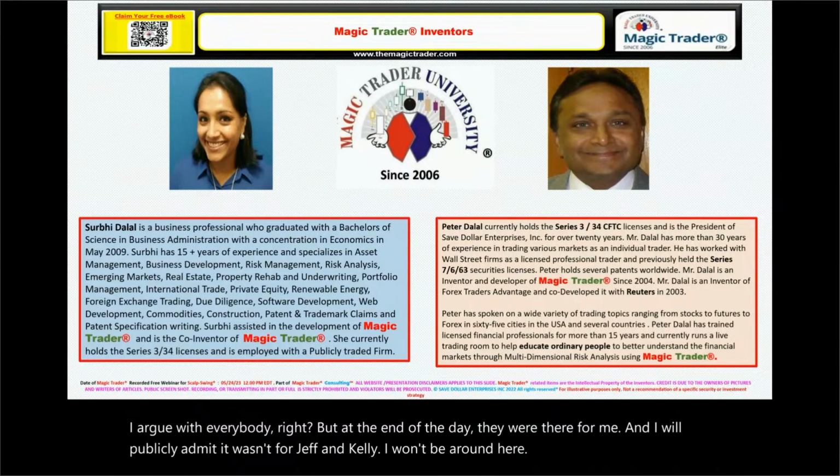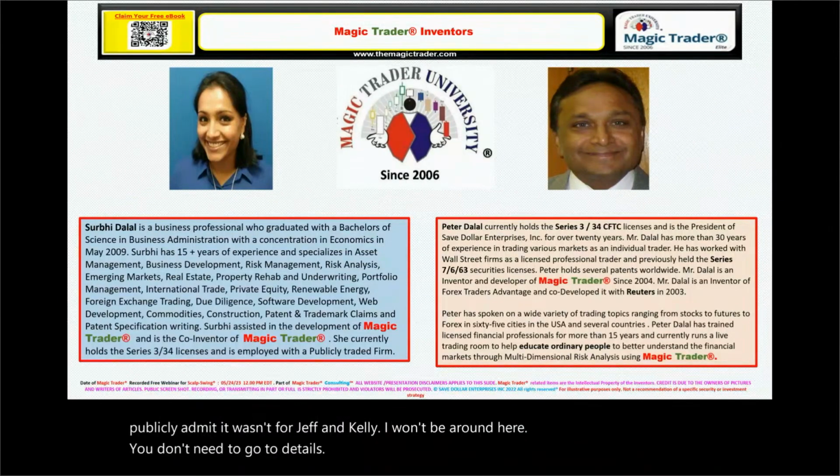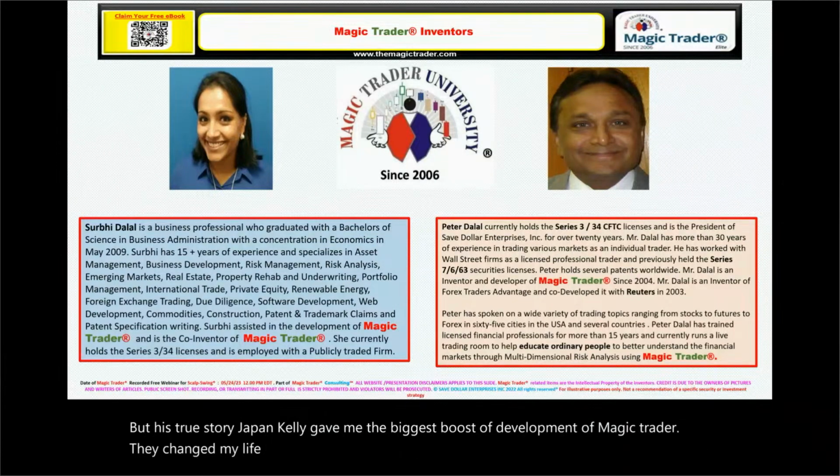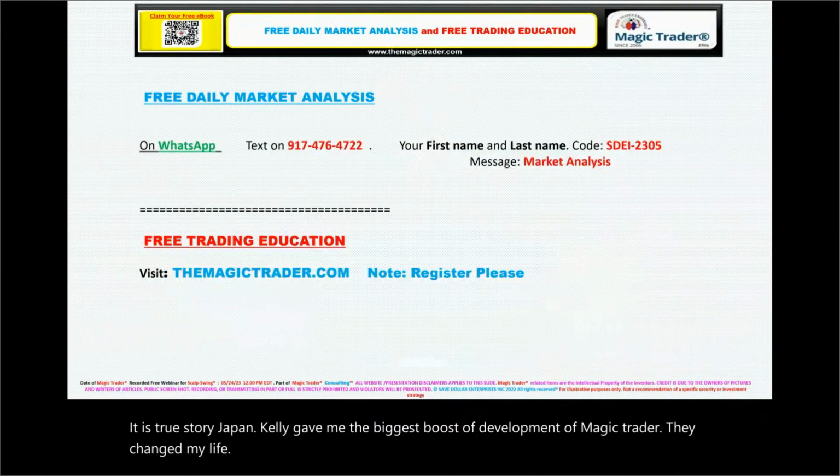You don't need to go into details. This sentence means a lot in my life. It is a true story. Jeff and Kelly gave me the biggest boost in the development of Magic Trader. They changed my life. So you have to understand what people do for you.